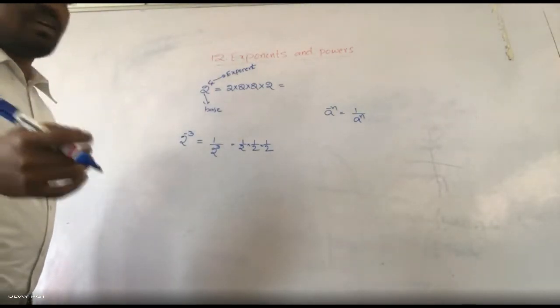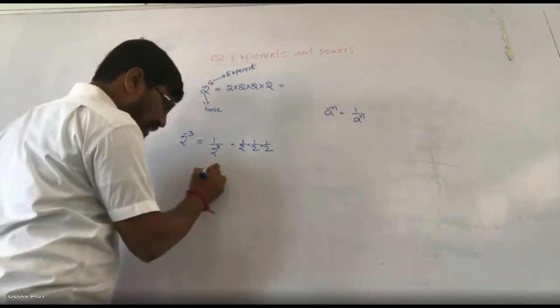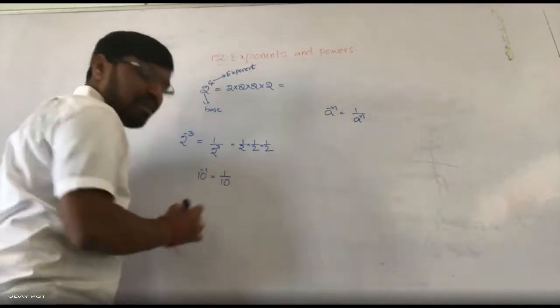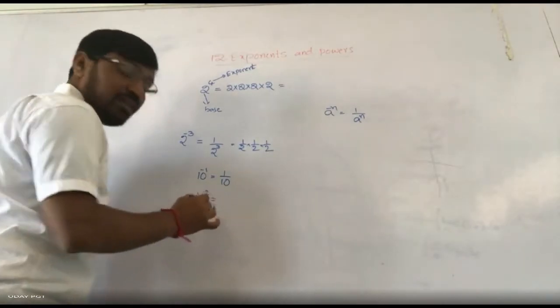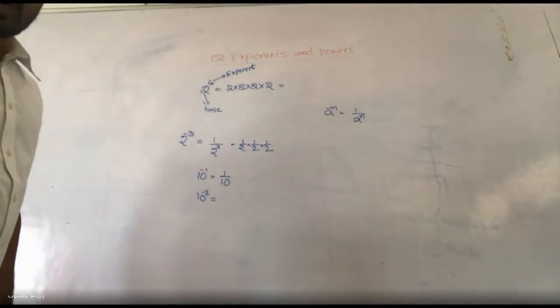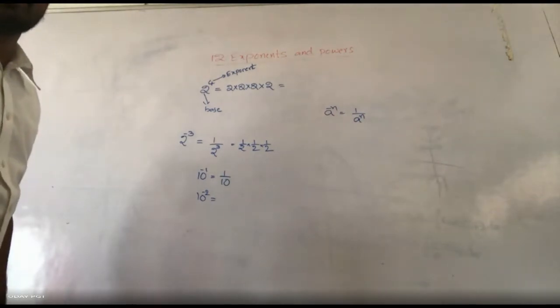In the same way, 10 to the power of minus 1 is nothing but 1 by 10. 10 to the power of minus 2 is nothing but 1 by 10 into 1 by 10, 2 times should be taken into consideration.